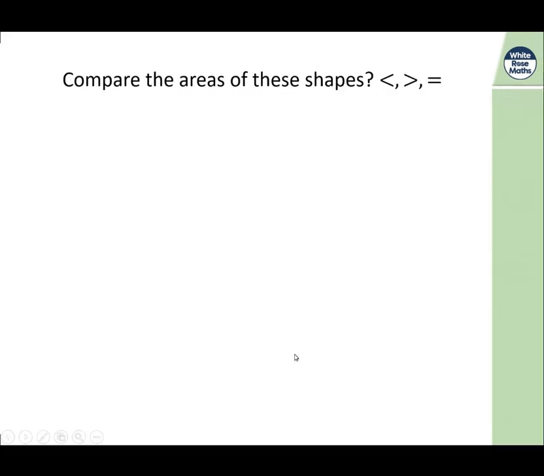Can we compare the areas of these shapes using the symbols that we looked at in the starter? We've got less than, greater than, or equal to. Have a look at these shapes. Which symbol would we go in the middle? Remember, we're looking at the area. Which has the greater area?